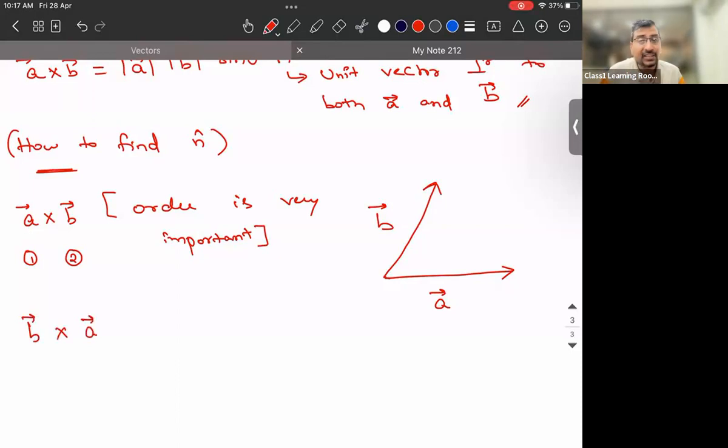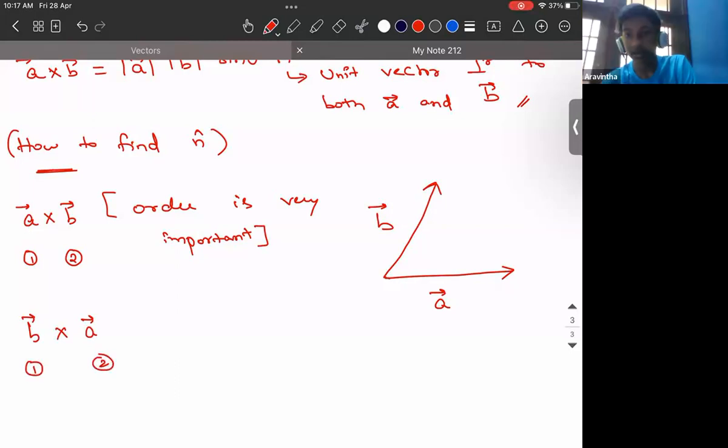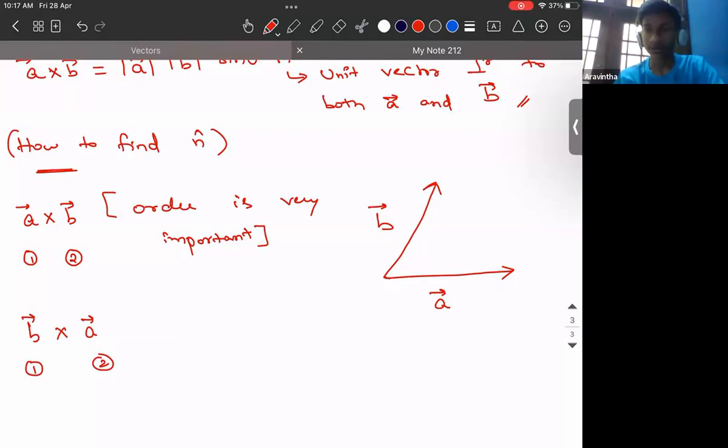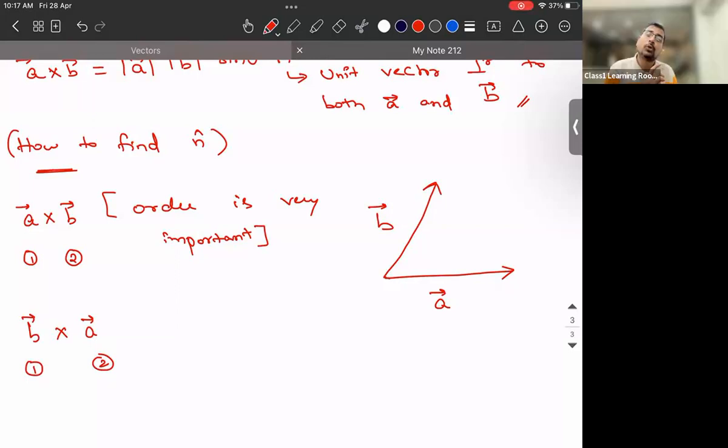cross A vector. So when I say B vector cross A vector, this is the first vector, this is the second vector. What did I tell you? Keep the position of which vector fixed? Second. Second vector fixed and rotate the first vector towards the second vector in the shortest direction possible. So rotate and see. Keep it however you kept in the previous case, and then try to rotate it.